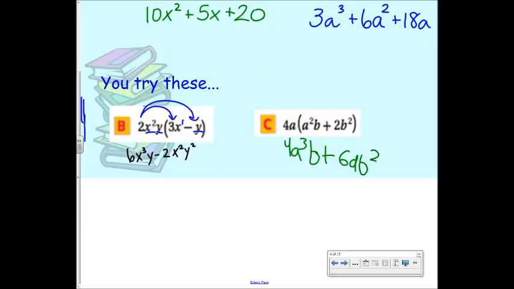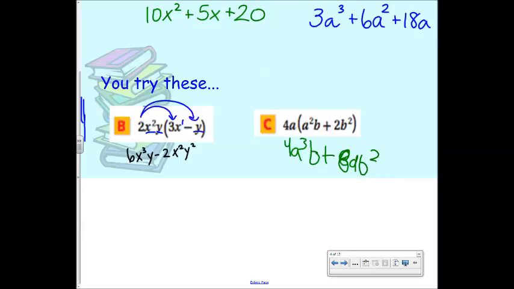I agree with everything except one number. Why should 6 be 8? 4 times 2. Good, turn it into an 8. Good, perfect. That's a perfect 8. It looks just like an 8. All right, good. So 4a to the 3b plus 8ab squared.